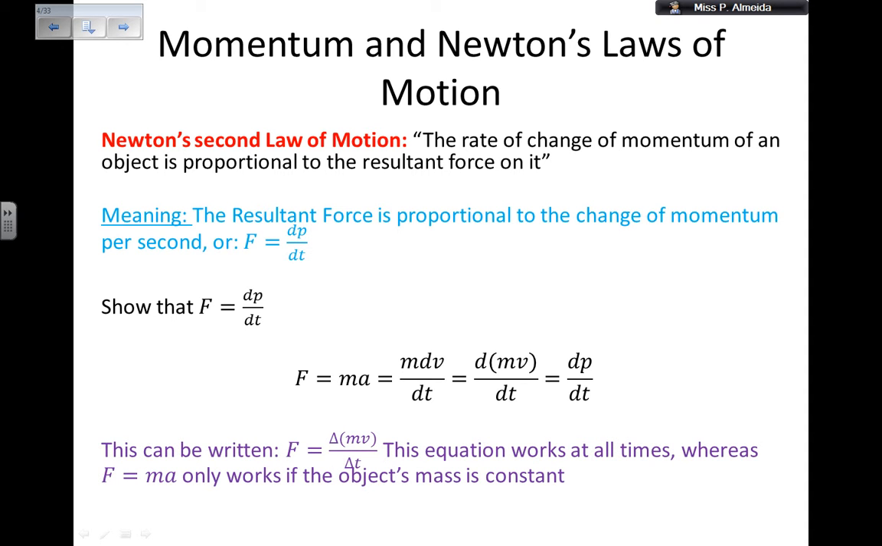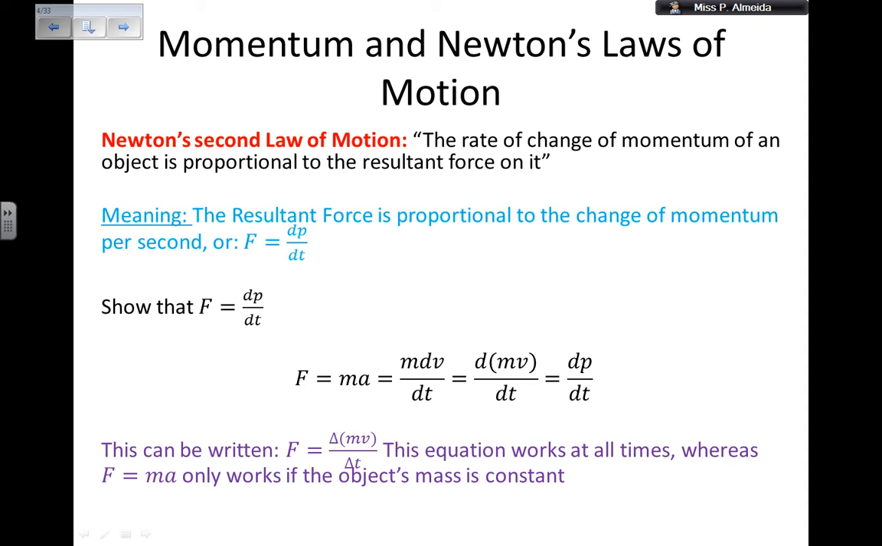I also can write it as F equals lambda. No, is that a lambda? I forgot the word. I think it's a lambda. Well, the change is a delta. I'm not thinking straight today. Delta mv over delta t, okay?